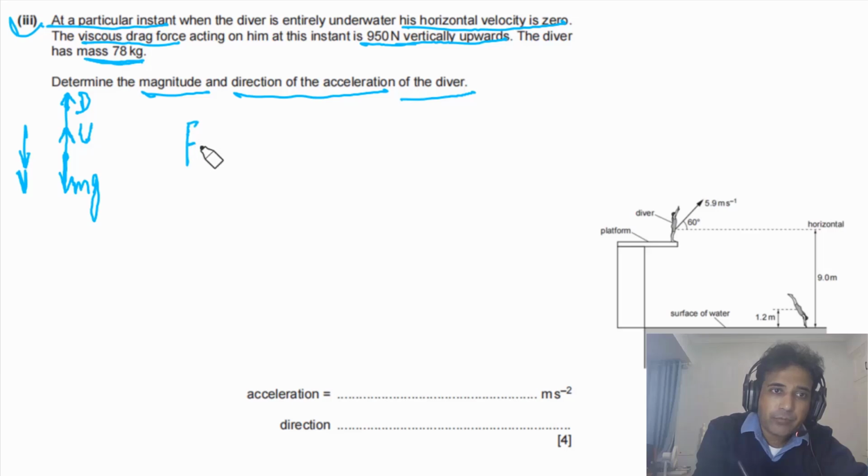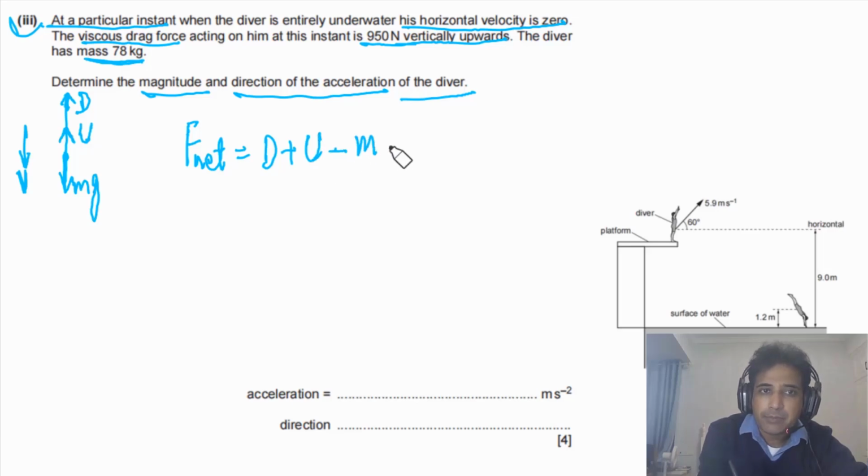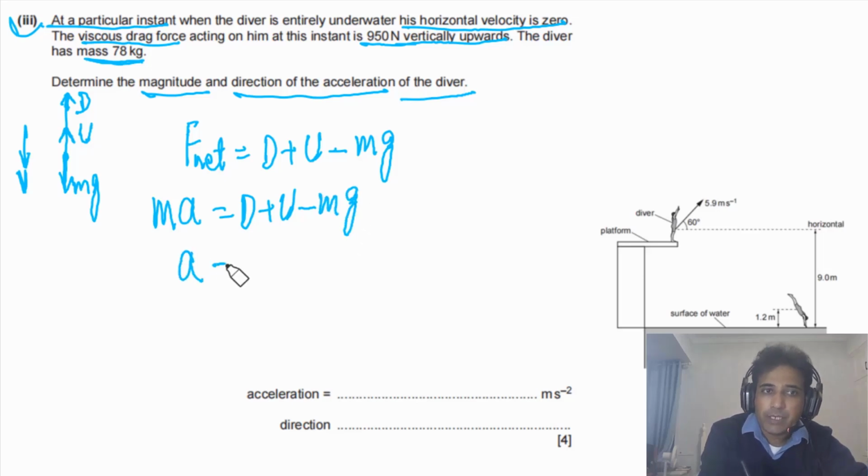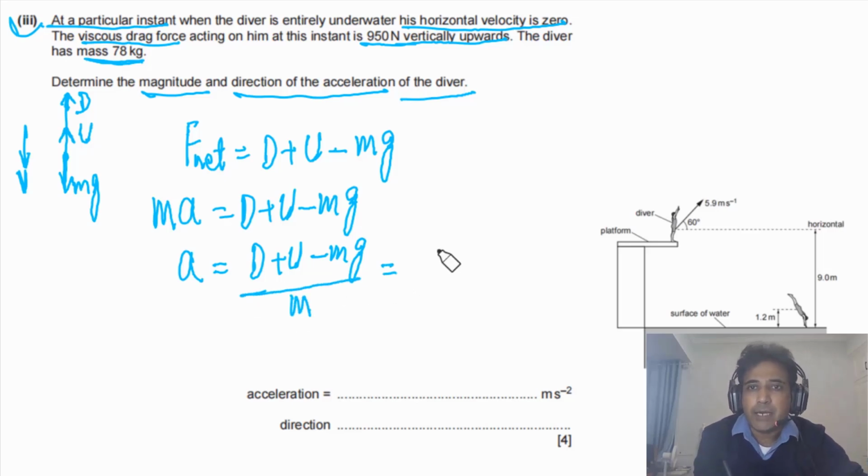So in this case we can write down F net, this has to be equal to drag force plus upthrust minus mg. So this is F net. We need to find out value of acceleration, so we can say F net will be equal to ma, and this will be equal to d plus u minus mg. We need to find out value of a, so this will be equal to simply d plus u minus mg divided by m.